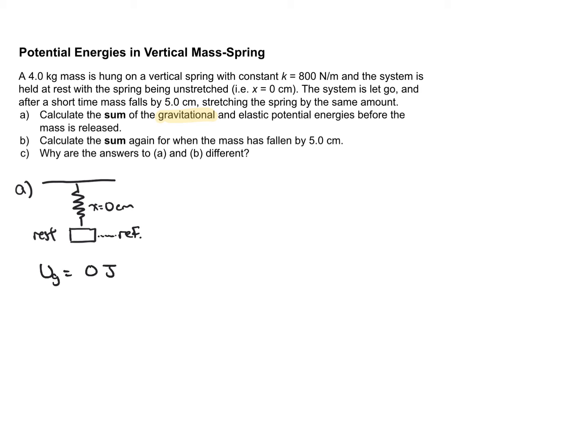And my elastic potential energy, it's half kx squared, but as we said, the spring is not stretched at all. So that's also going to be 0. So the sum of this is really easy. 0 plus 0 equals 0. Okay, so that's part A.